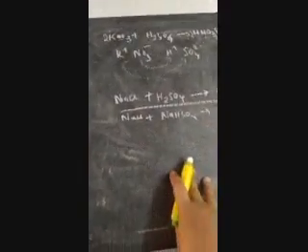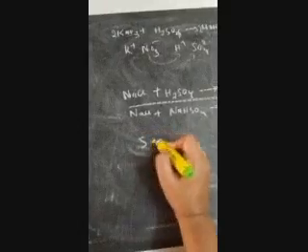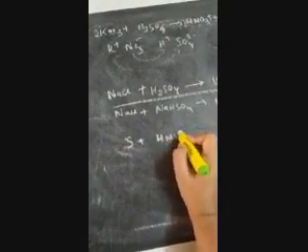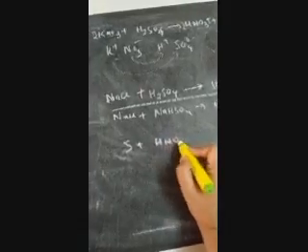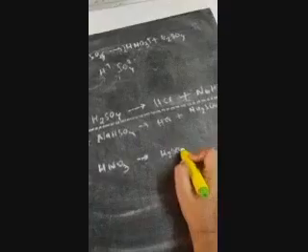Next, how will you prepare sulfuric acid? For that we have a different reaction where an acid oxidizes the non-metal sulfur. Sulfur is oxidized by nitric acid to give you H2SO4 plus 2H2O plus 6NO2.